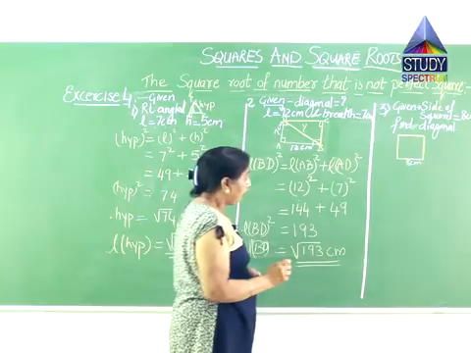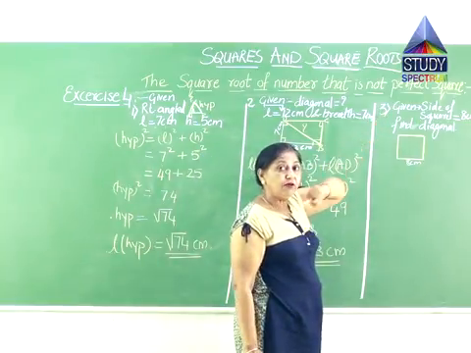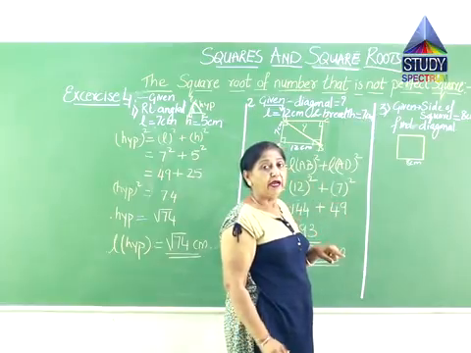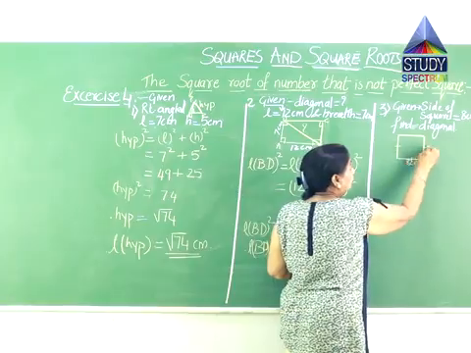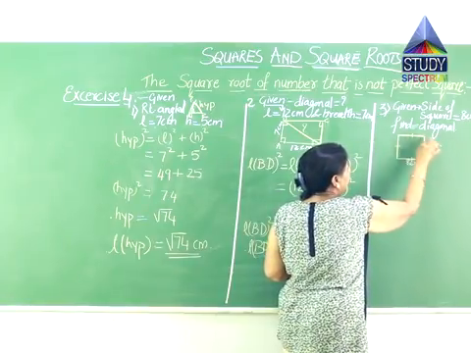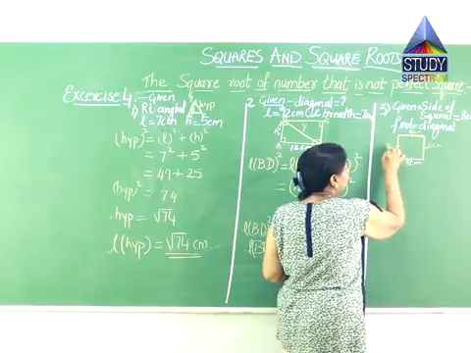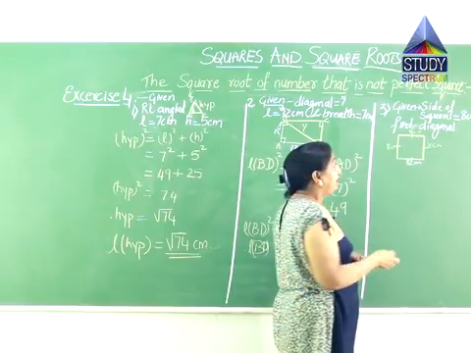Now we will move to the third example. In the third question also they have given you a square. And what is a square? You know the square has all sides equal. So they have given side 8. So this is also 8 centimeter, this is also 8 centimeter, this is also 8 centimeter. Now they have asked you to find the diagonal.